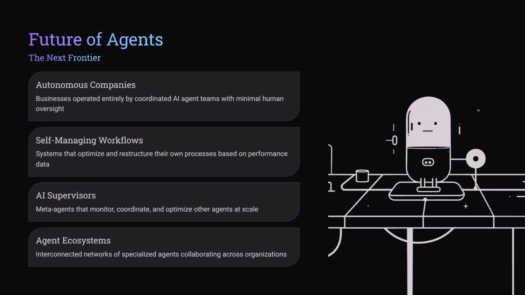Here's the big question. Where is all this going? With research, content, support, and analysis. Useful, powerful. But that's just the beginning. The future isn't one smart assistant. It's networks of agents working together, autonomous companies, self-managing workflows, AI supervisors coordinating other agents, entire ecosystems collaborating across systems. That sounds futuristic, but early versions already exist.